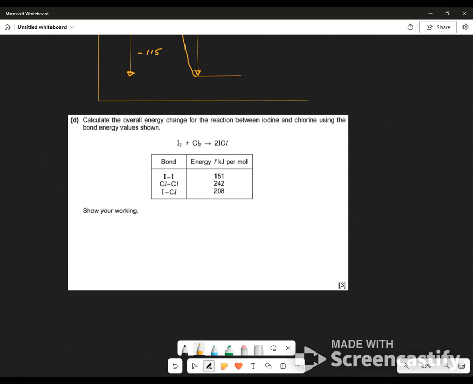Tabang, what's the question? If you look at that, how many I bonds are you breaking? How many Cl-Cl bonds? How many ICl bonds are you making? 2. Could you see, Tabang? 2 ICl. All right, off back to work.